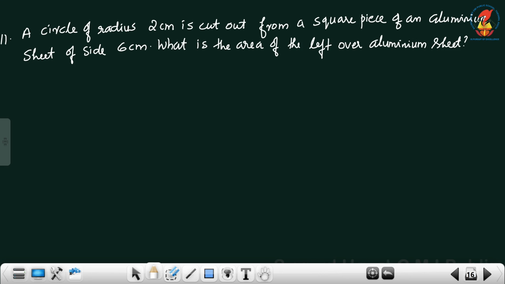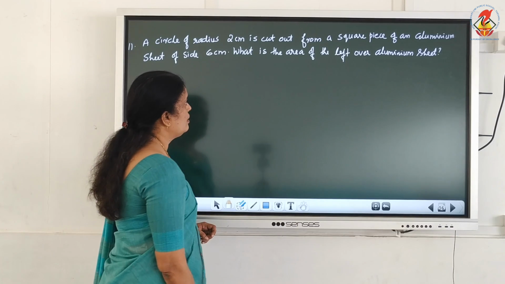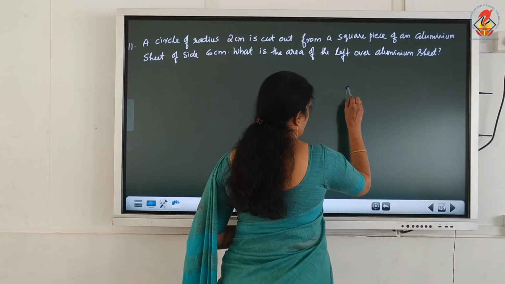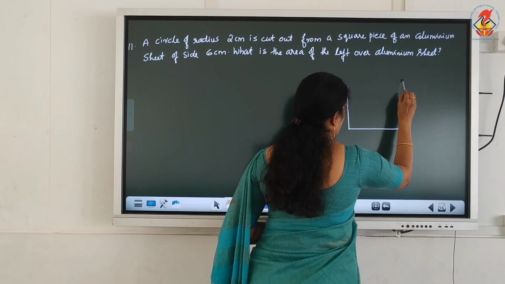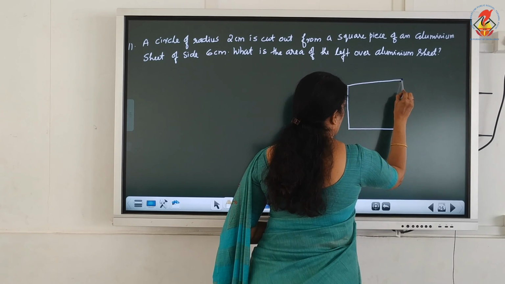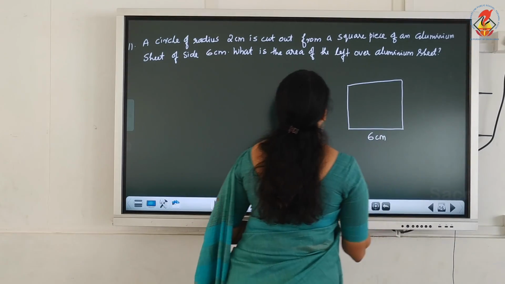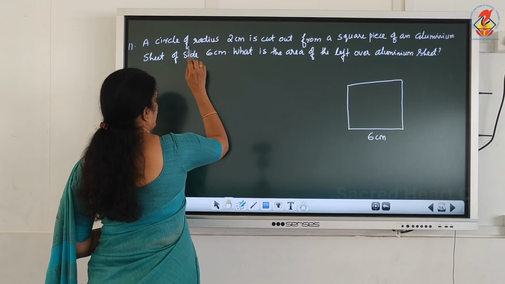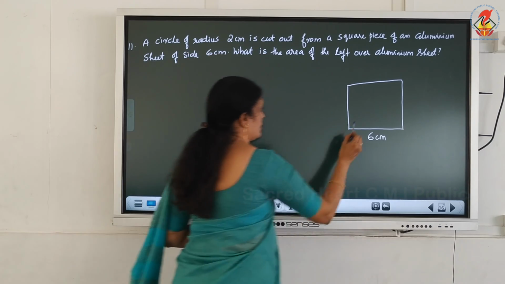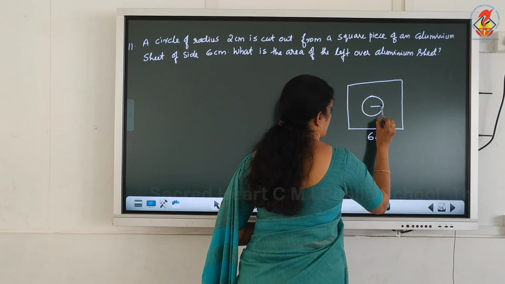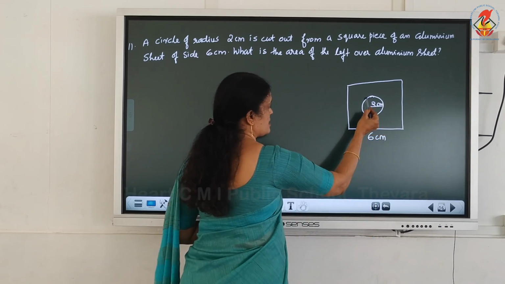Okay. Next, question number 11. A circle of radius 2 centimeter is cut out from a square piece of an aluminum sheet of side 6 centimeter. What is the area of the leftover aluminum sheet? Okay, first, the square piece of aluminum sheet is 6 centimeter. Here, from this sheet a circle of radius 2 centimeter is cut out. Then, this small circle of 2 centimeter radius is cut out.